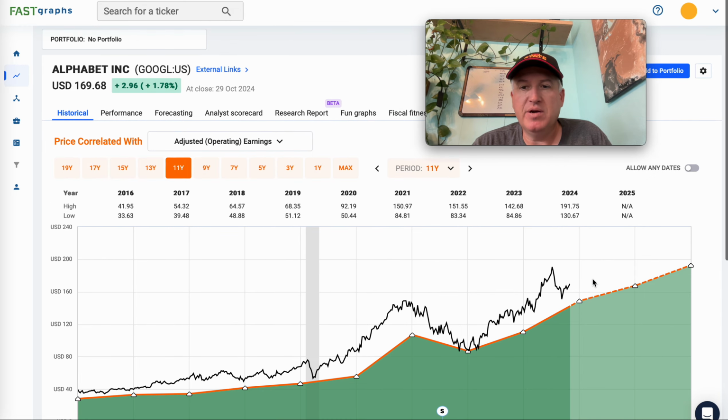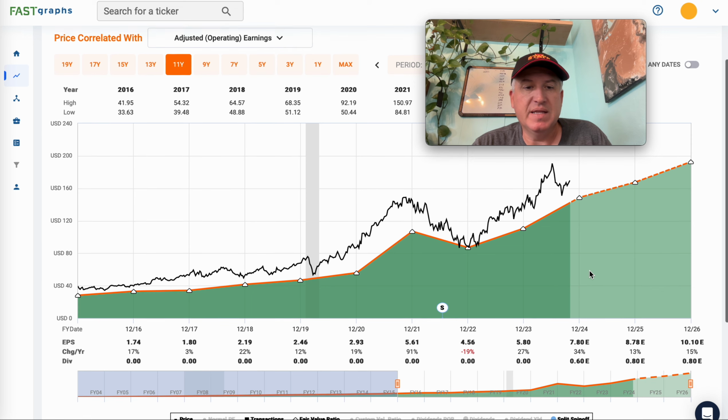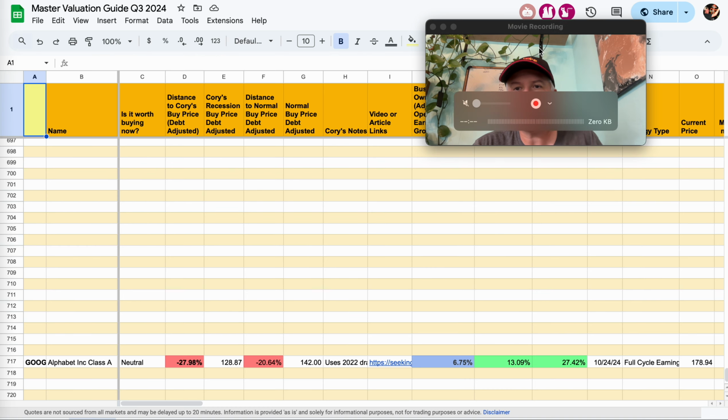So 13% earnings growth is what I'm going to go with. I think there's plenty of evidence that they can do that. We've seen they've had years where they only grew 3%, right? So up and down, that's kind of my earnings growth expectation.